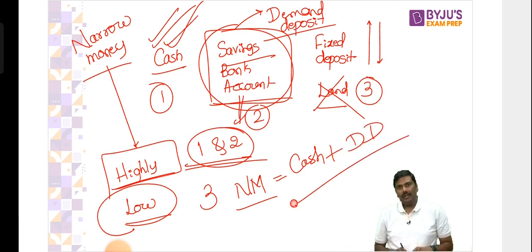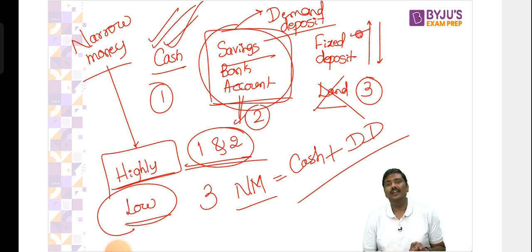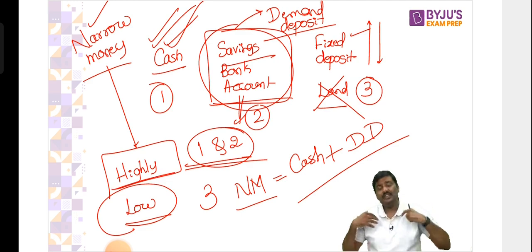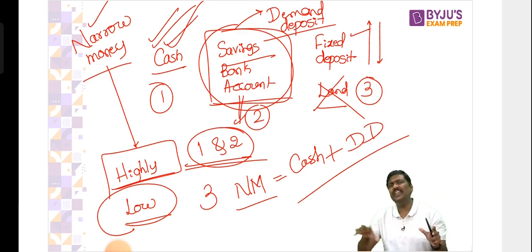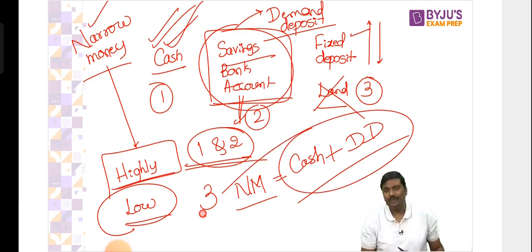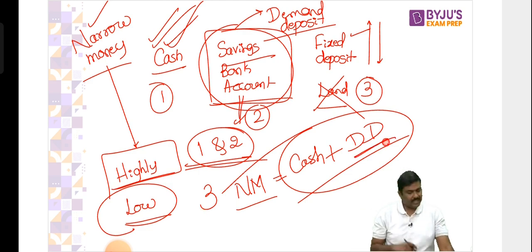Any doubts, let me know. Right? Some of you are saying, what about fixed deposit, sir? Fixed deposit has lower liquidity. And when I say narrow money, my focus is on that money which has very high liquidity. So in the economy, which of the 3 has very high liquidity? 1 and 2 have very high liquidity. So I will count it: cash plus demand deposit.